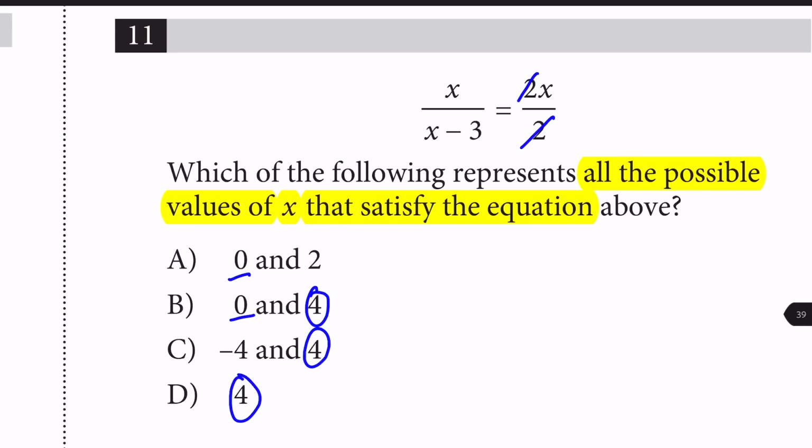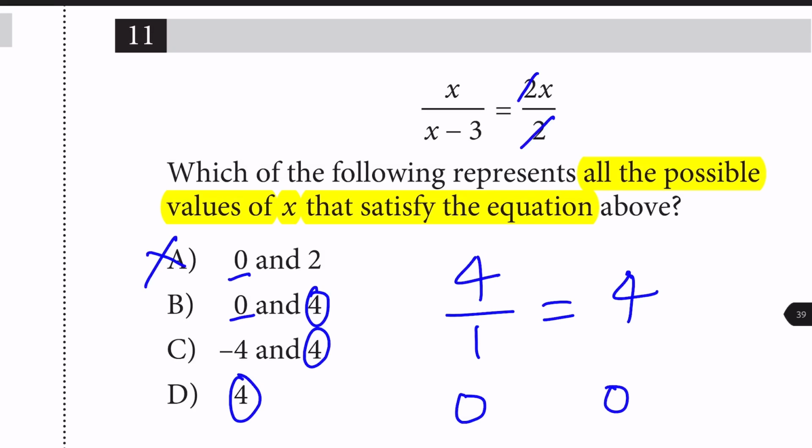save me some time. If I start testing using 4, I have 4 over 4 minus 3 on the left, which is equal to 4, so that works. So this is not our answer. And let's try 0. If I use 0, I have 0 on the left hand side and 0 on the right hand side. That works. So B is the right answer.